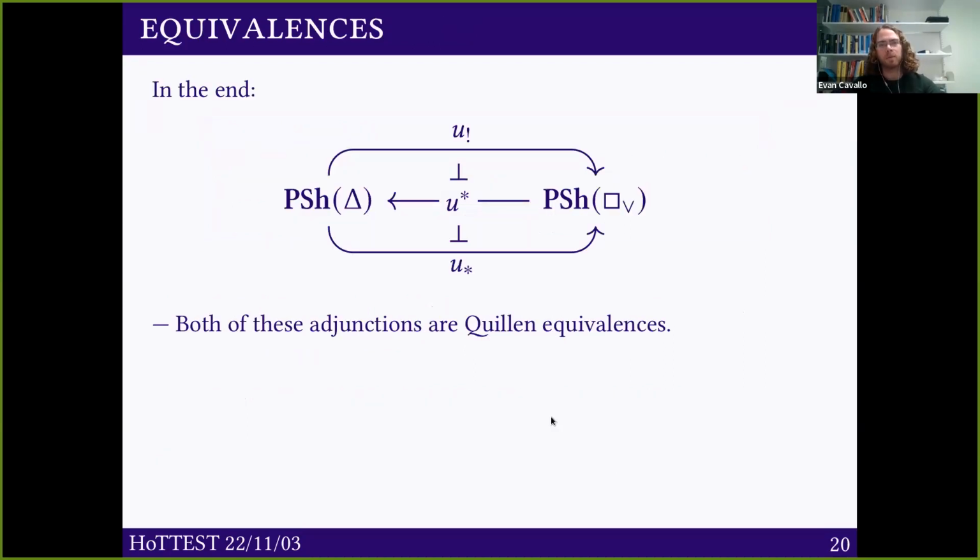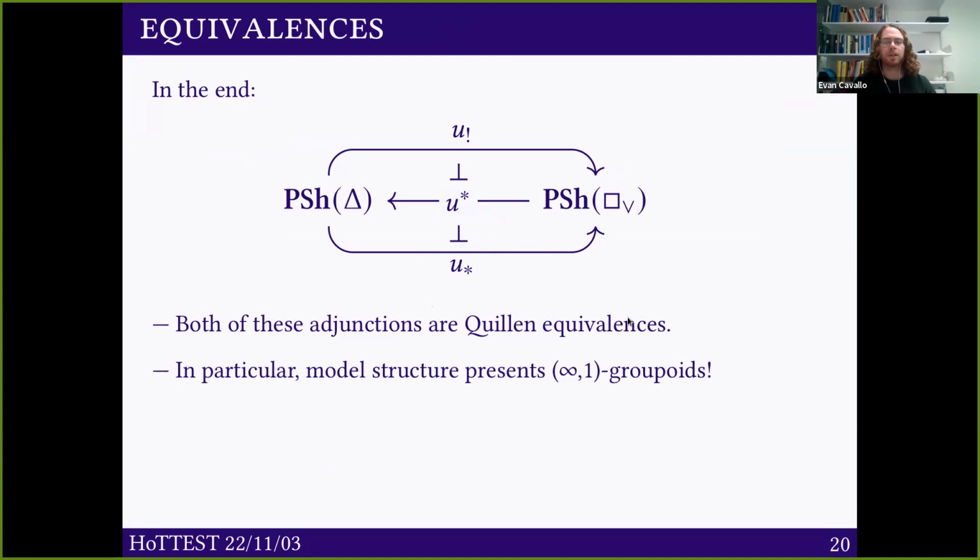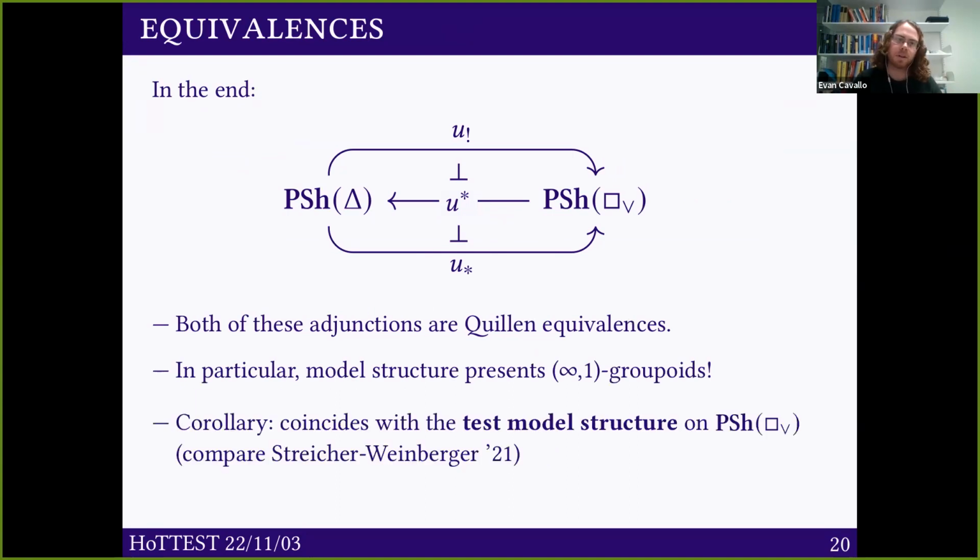So in the end, we actually have an adjoint triple here, and it turns out that both of these adjunctions are Quillen equivalences between our model structure and the one on simplicial sets, and in particular, our model structure presents infinity groupoids. And for those who know what a test model structure is, it's also the same as that. So I think I'll stop there. It's one small step on the way to figuring out what is going on homotopy theoretically in this picture that came in an interesting way out of type theory.